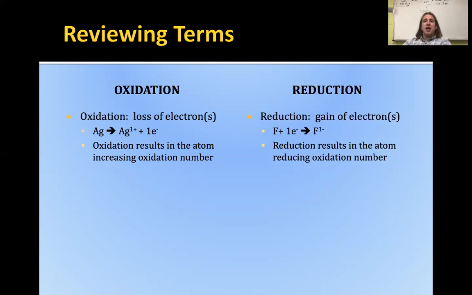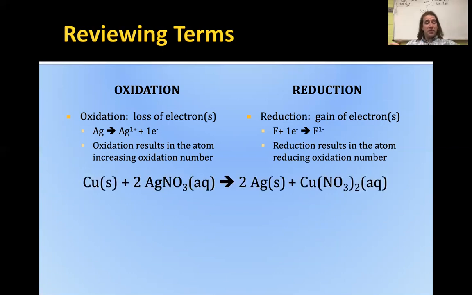Reduction, again, is the gaining of electrons. So here our neutral fluorine is gaining one electron to turn into our fluoride ion. We would say that it has gone from an oxidation number of 0 to 1 minus. Reduction results in the decreasing of our oxidation number. I know we talked about this. It's just good to review as we start to think about our chemical reactions, because now we've got a method to figure out what's going on with the actual electrons, which don't normally show up in our balanced chemical equations.